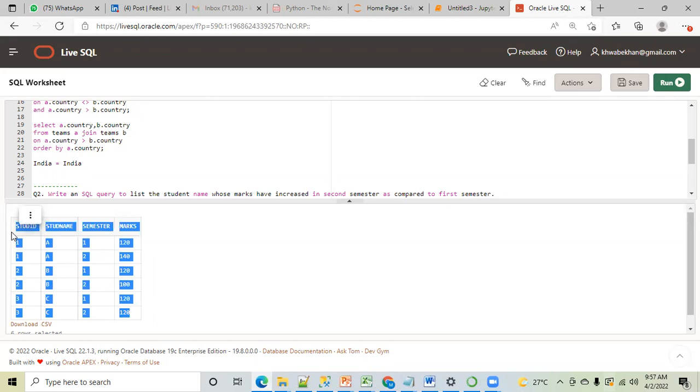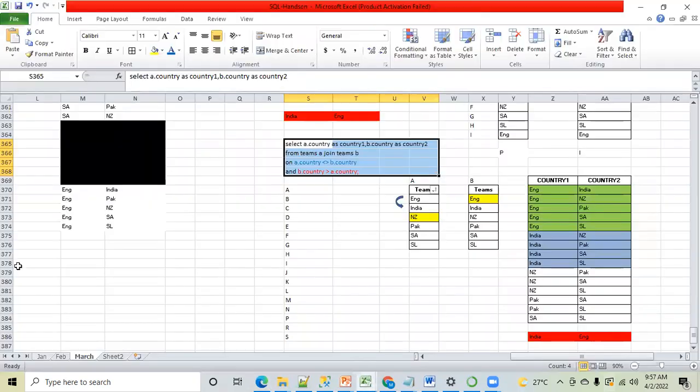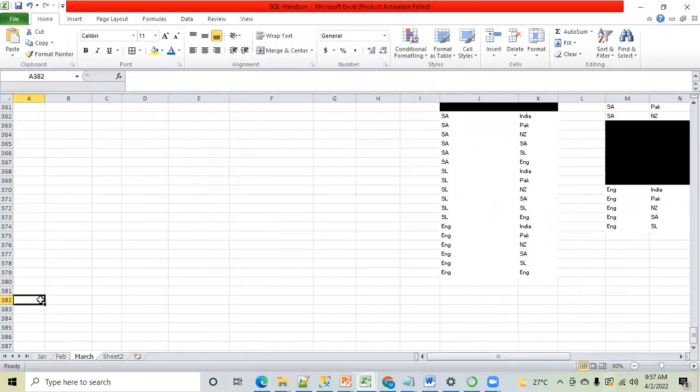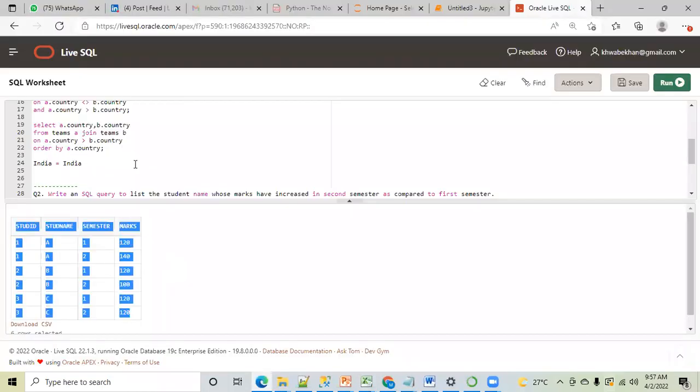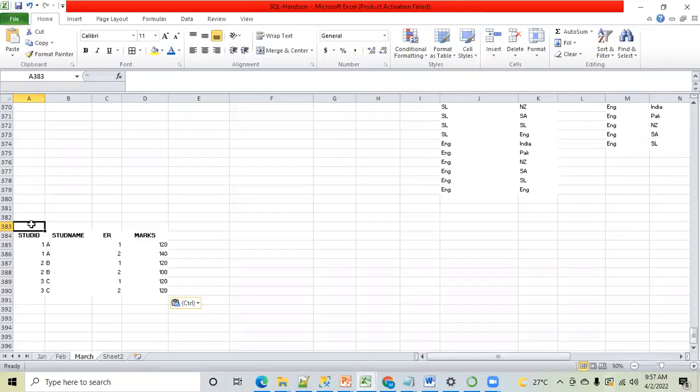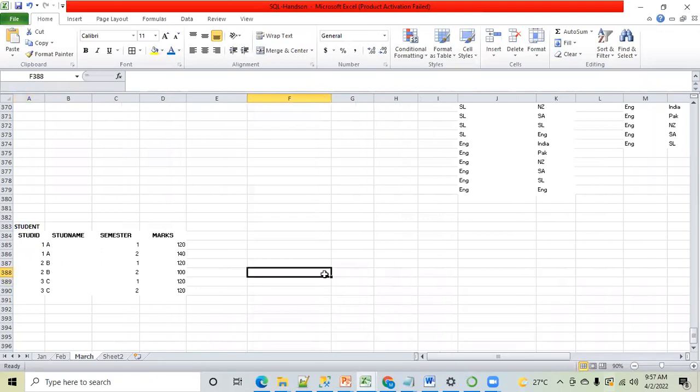Is the question clear? Yes. This is the data, the student table. The question is clear, right? Okay, now how to solve this? Multiple ways are there, n number of ways. I want to explain it to you with the help of joins.